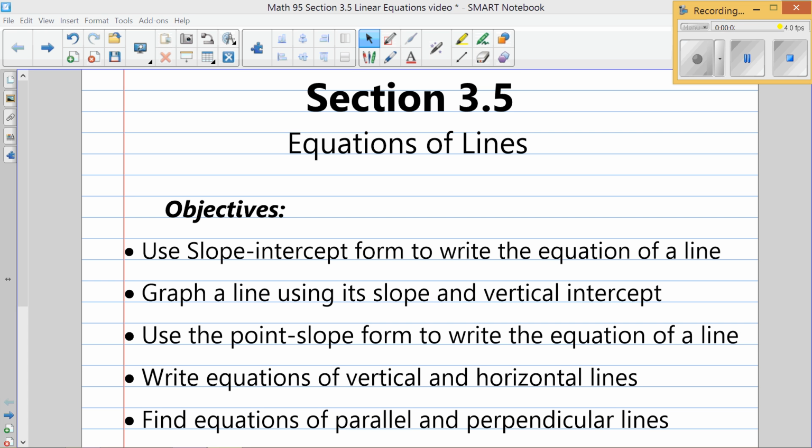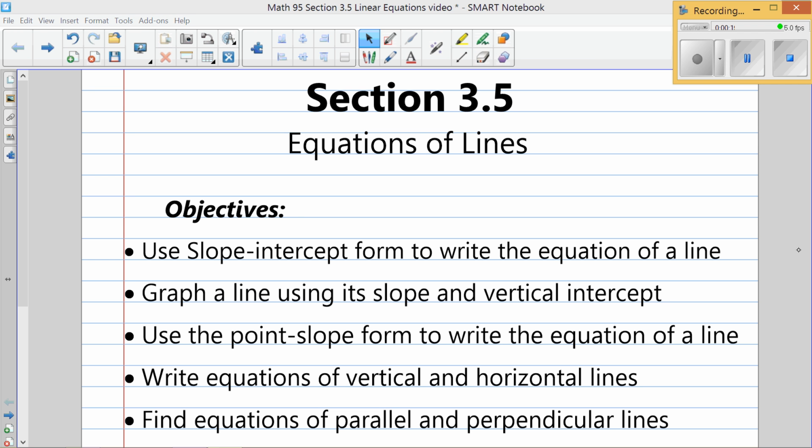This video addresses section 3.5 of Math 95. We're going to be talking about many different types of equations of lines, many different forms. We have many objectives, so this will probably be at least 2 videos long, perhaps 3.